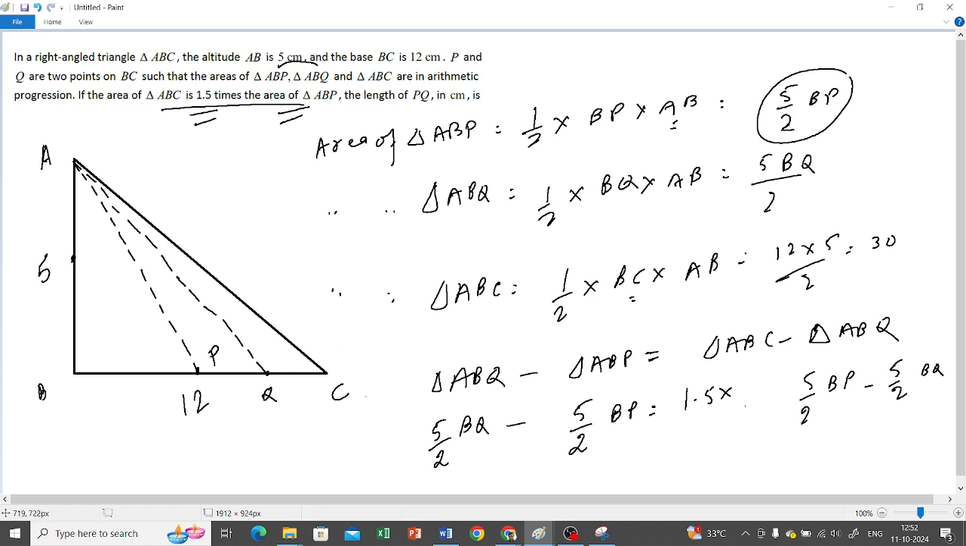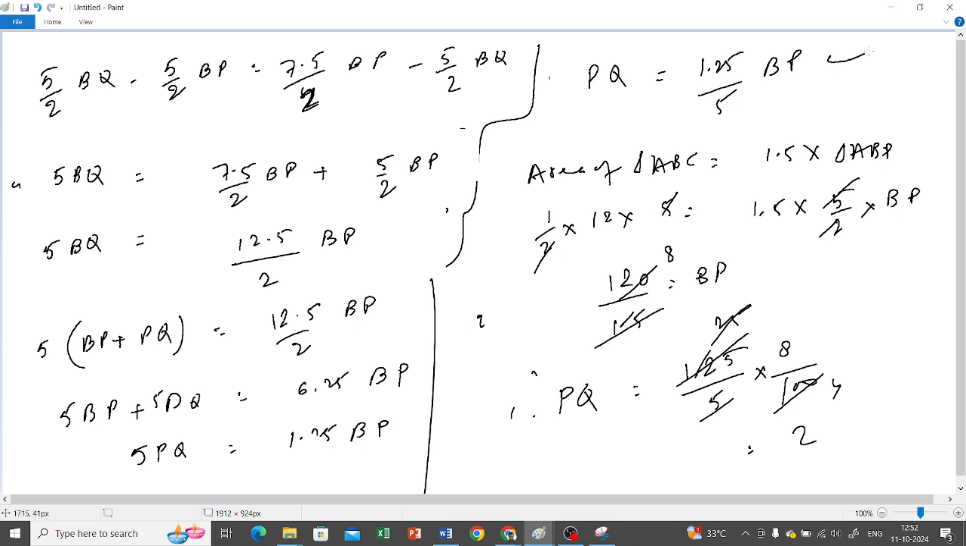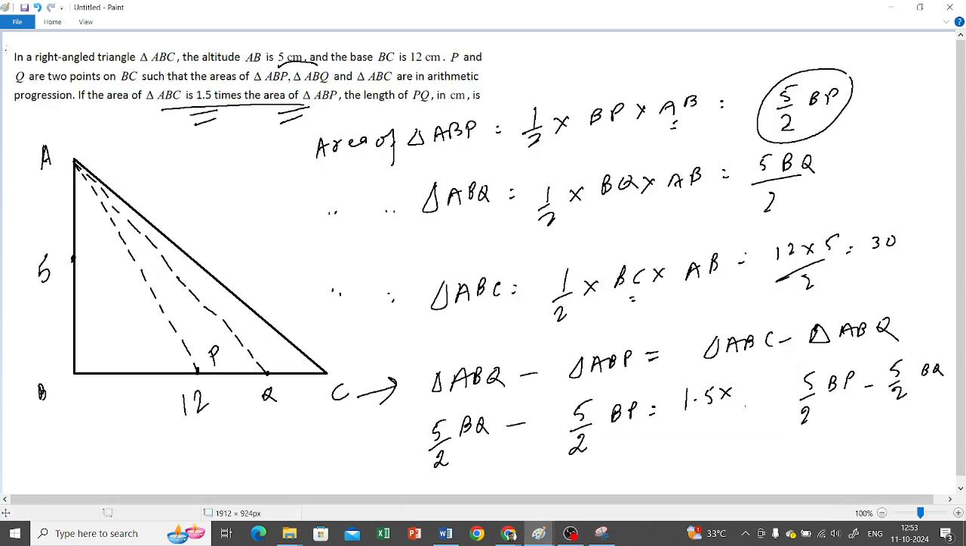Did you understand this part? AP means common difference: X2 minus X1 equals X3 minus X2. Now substitute all the values we have got and simplify. It was given that the area of triangle ABC is 1.5 times the area of triangle ABP, so half into 12 into 5 equals 1.5 into 5 by 2 BP. Simplifying, BP is 8 centimeter. Then PQ is 1.25 by 5 into BP, with BP 8 centimeter, giving 2 centimeter. Did you understand? Yes, sir.